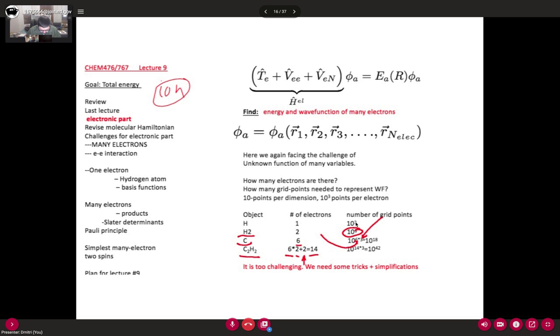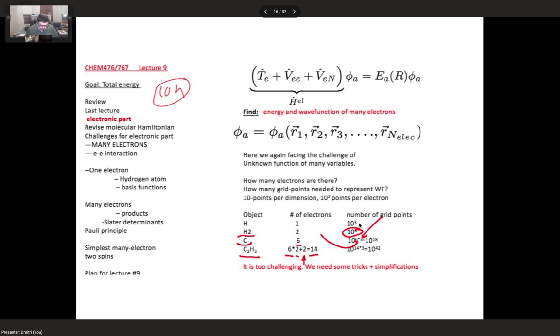So for the hydrogen atom, described purely numerically with a very rough, sparse distribution of grid points, it will be 10 to the power 3 grid points, which is okay. For the hydrogen molecule with 2 electrons, it will be 1,000,000 grid points, right? Because each degree of freedom is independent. So we need to set up a table with 1,000,000 points.